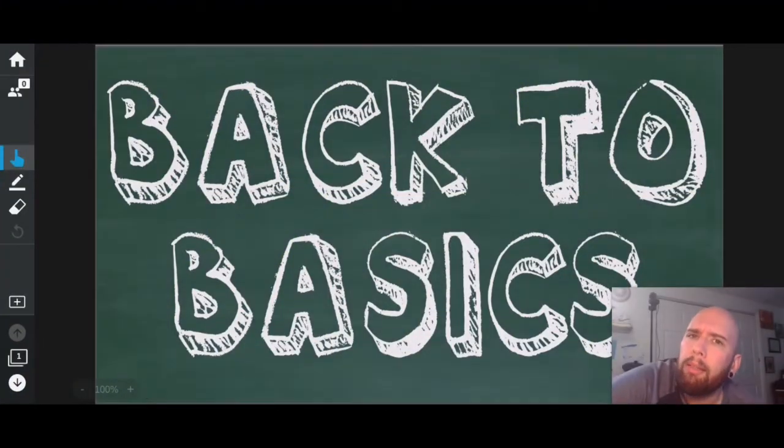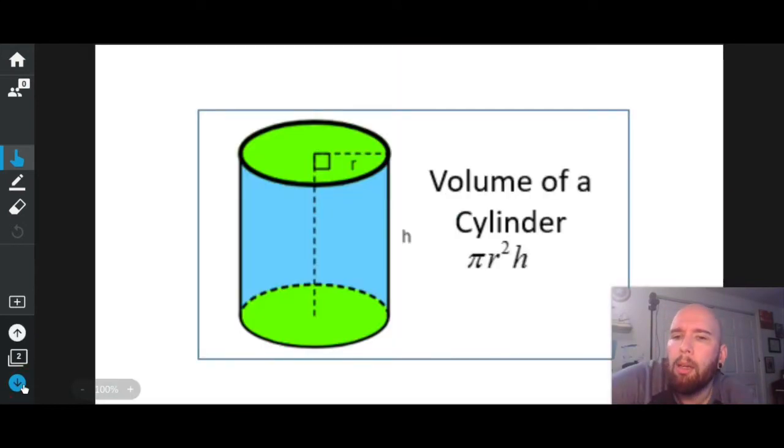Back to basics. What are we talking about today? Cylinders. Cylinders are cans. They're cans of beans. They're cans of tuna. They're cylinders. Cans of coffee grounds. Cans of corn. Cans of, did I say beans?